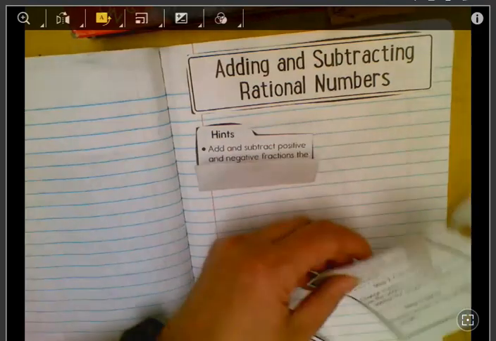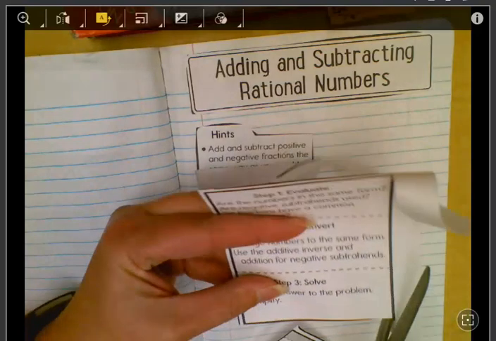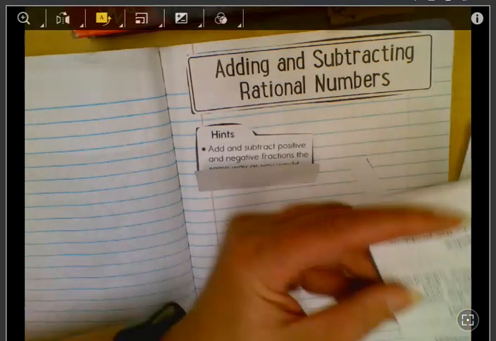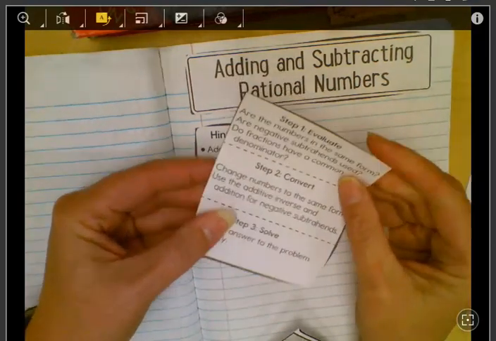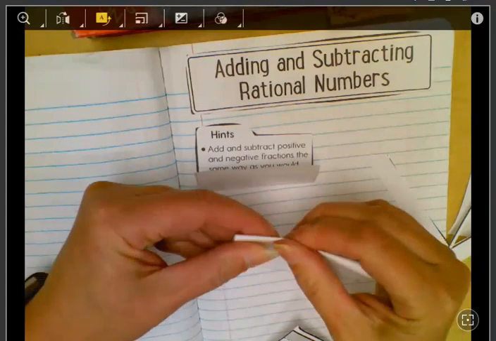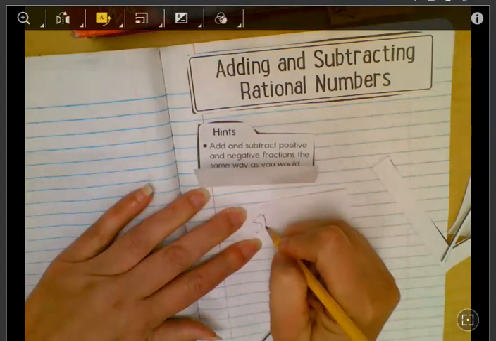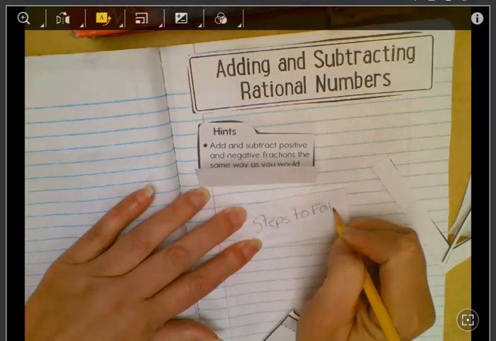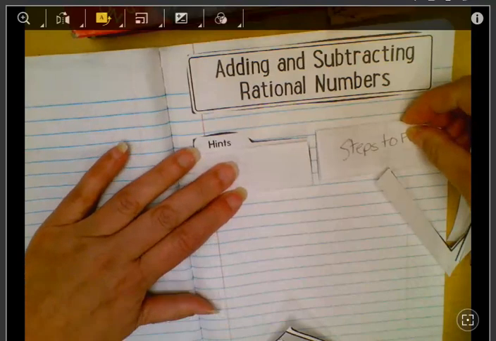The next piece is going to be, these are just rules to help you remember or steps to follow to take care of rational numbers when you're going to do stuff. So again, we're cutting on the bold, but we're going to fold on the dotted. And on the outside of this, we're just going to write steps to follow. Steps to follow. And then we're going to glue that right in there as well. So that'll be glued right there.